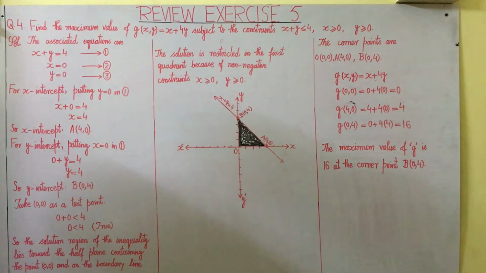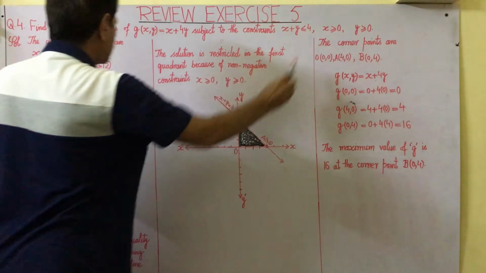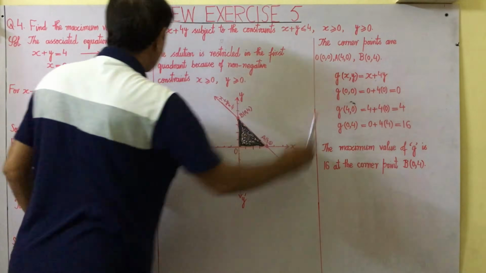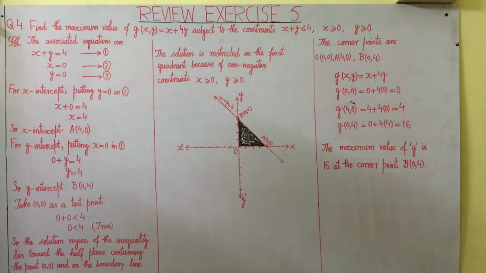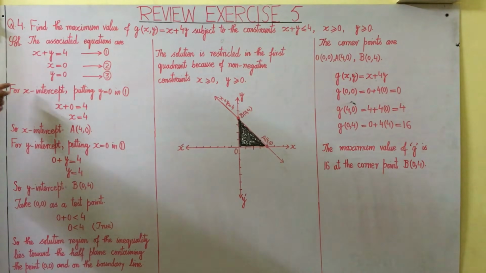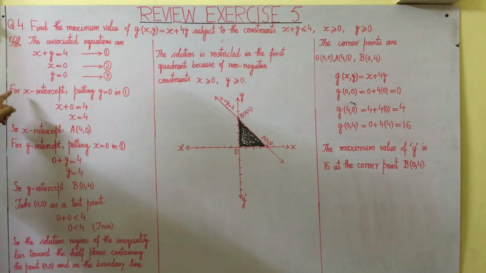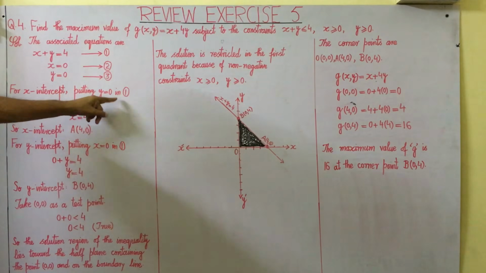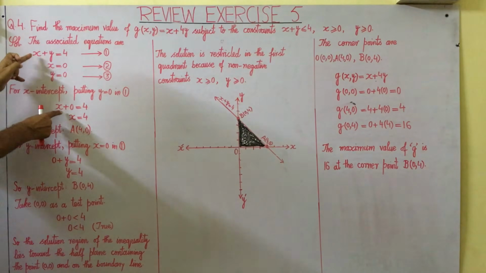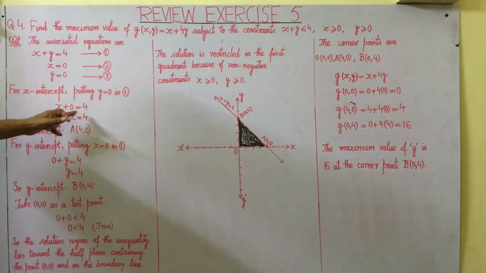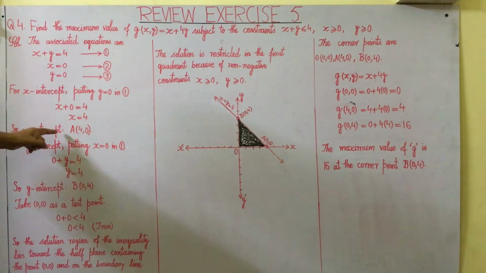Let it be equation 1. x = 0, equation 2. y = 0, equation 3. We first of all find the x and y intercepts of equation 1. For the x intercept, putting y = 0 in 1: x + 0 = 4. x + 0 is x, so x = 4. So the x intercept A has coordinates (4, 0).